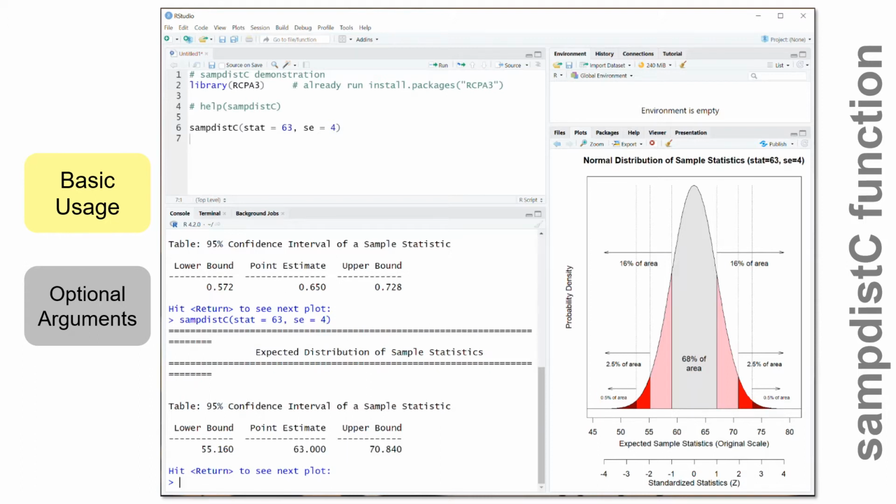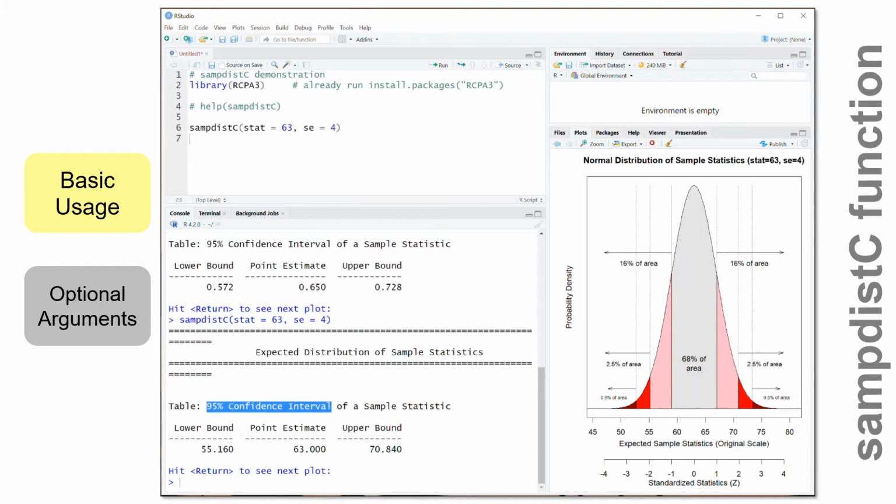And the neat thing about this, I think it's a neat thing anyway, is if you look at the plot we created, you can see where this lower bound is and where the upper bound is. And you can see, hopefully, why it's the 95% confidence interval. That's where the separation between the red area and the pink area is. This line separating the red from the pink is at 55.16. And on the other side, the line separating the pink from the red is at 70.84. And it's a 95% confidence interval because 95% of the area is between 55.16 and 70.84. That's why we call this the 95% confidence area.